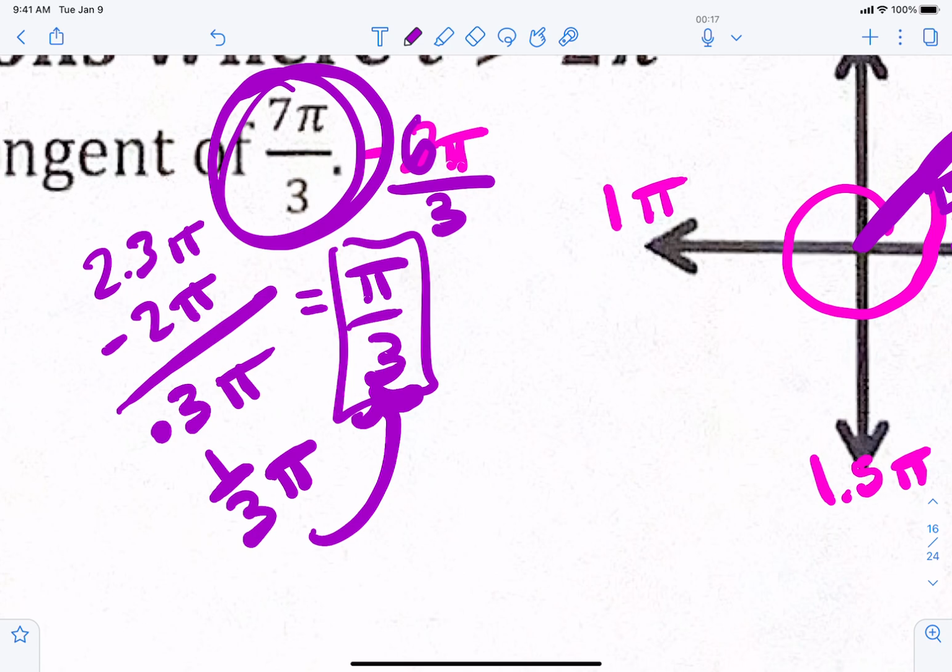Why did you do 6 over 3? Because you're subtracting 2 pi. 2.3 pi minus 2 pi is 0.3 pi, which is 1/3 pi. Because it is bigger than the circle, you can subtract 2 pi from 7 pi over 3. 7 pi over 3 is the same thing as 2.3 pi. Right? So this is subtracting as a decimal. That's subtracting as a fraction. If you subtract it as a fraction, you've got to make it 6 pi over 3.